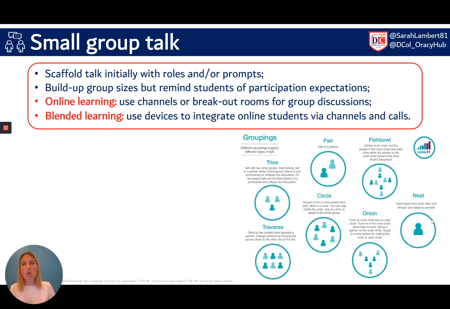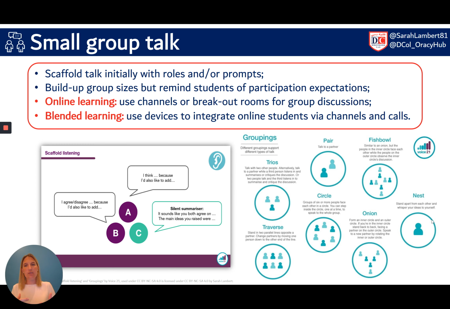And if you are doing 3s, what I also like to do, and here's a nice visual again from Voice 21, is to have one person listening and they summarize. They're the silent listener and they summarize back what they've heard. And it just teaches that listening skill, and that can be rotated.